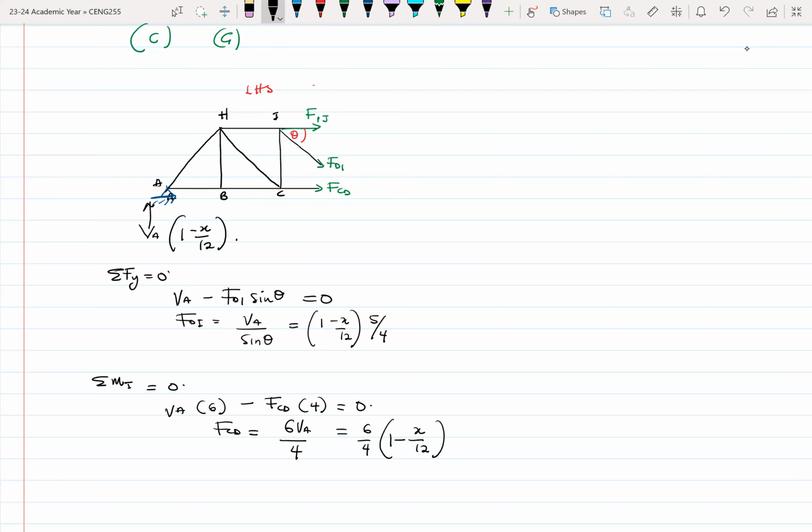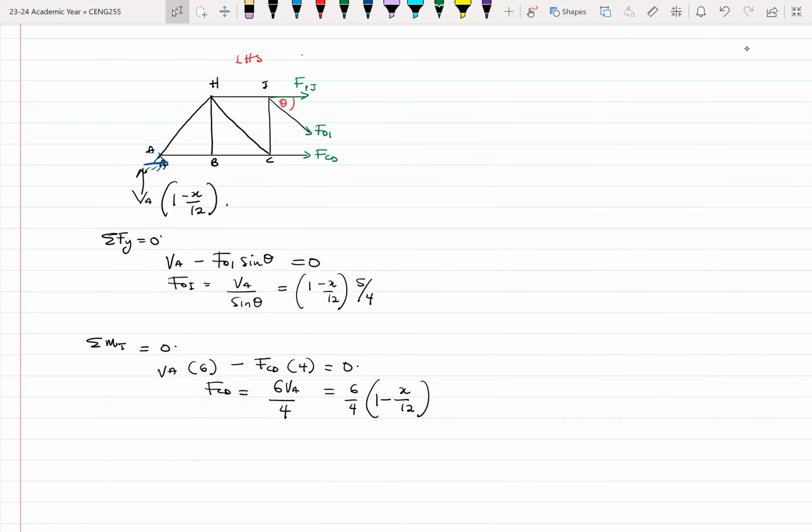Okay, great. So now we have FCD. Now let's find out FIJ. All right. So summation of forces in the X direction equals 0. So FIJ plus FCD plus FDI cos theta equals 0.